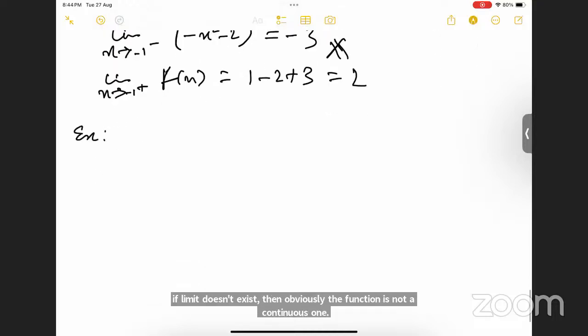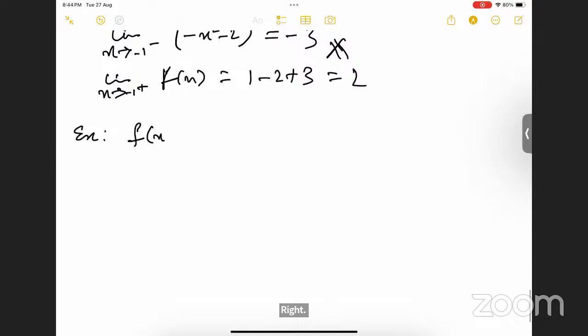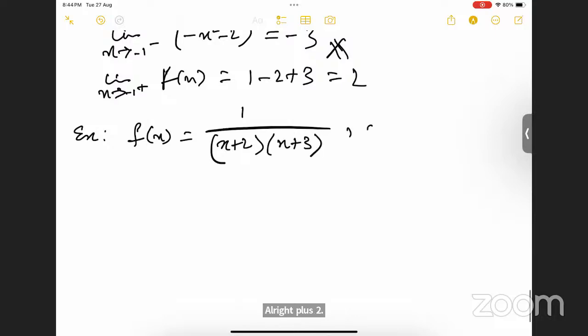Let us consider the second example. Suppose f of x equals 1 by x plus 2, x plus 3, when x is greater than 1.